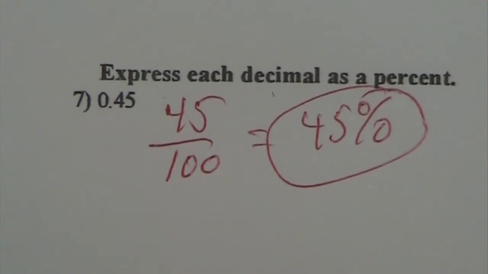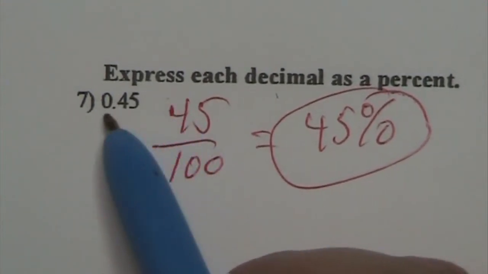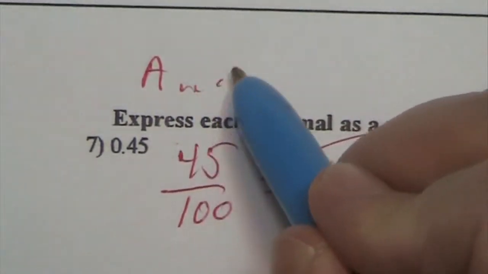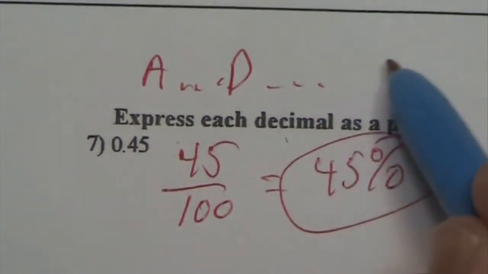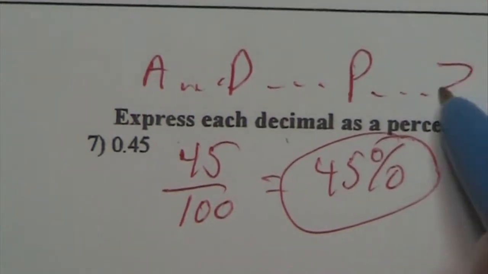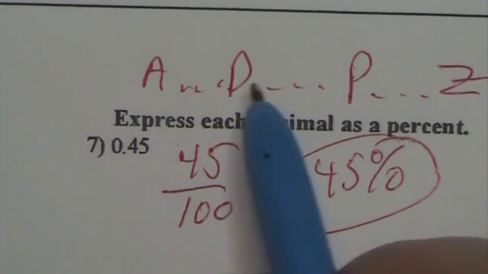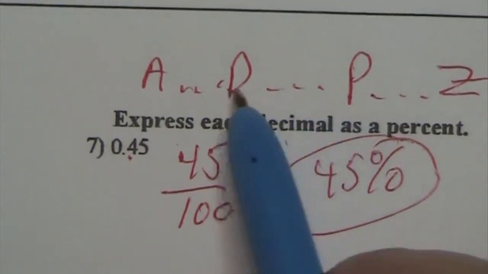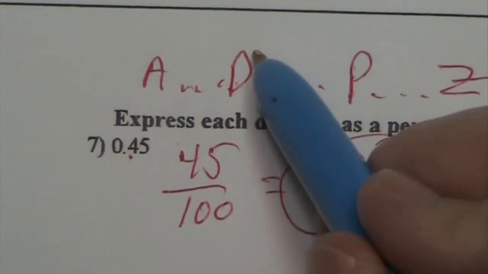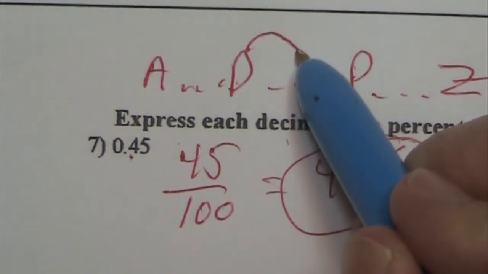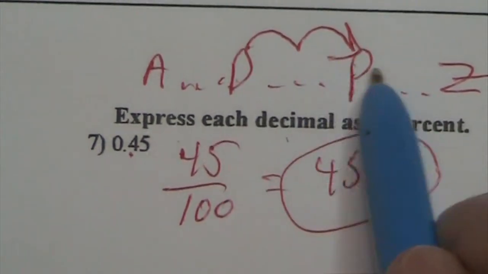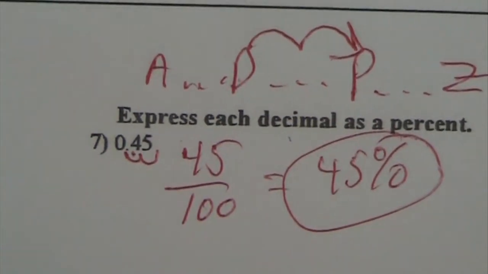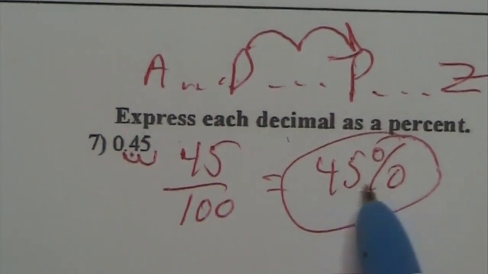All right, there is another way of doing this, and that's just moving the decimal over 2 spaces. And remember what I just was showing you. Let's say we go thinking of the alphabet, and notice we want to go from a decimal to a percent. Decimal to a percent, D to P. That means we're going to move the decimal over 2 spaces going that direction. So if we move it over 2 spaces going that direction, notice that it is 45%.